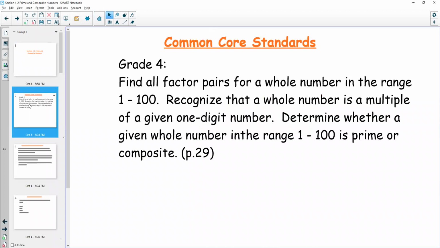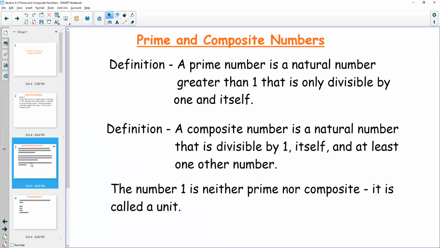The standards in here are all about finding factor pairs, so the numbers that you can multiply together to make a number. And determining if a number within 1 digit, 2 digits, 3 digits, and so on is a prime number or is a composite number.